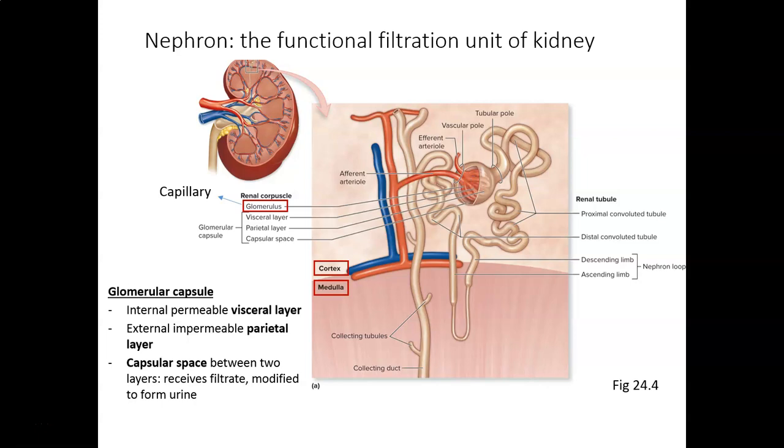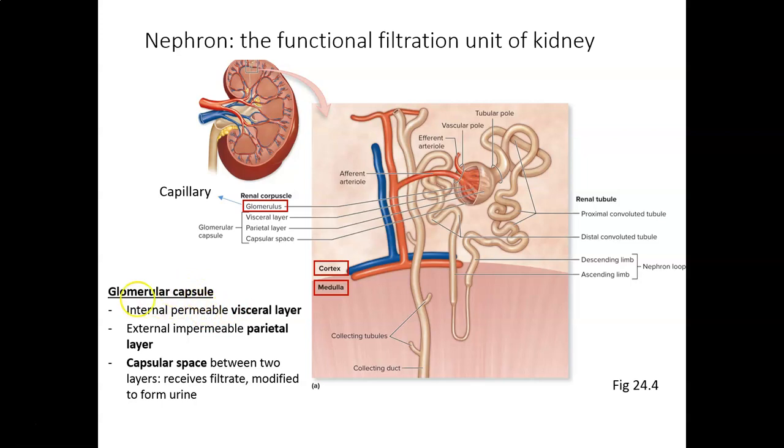So you have two layers of the glomerular capsule, the visceral layer and the parietal layer. The visceral layer, again, is the inside layer, the one that touches the glomerulus, and the parietal layer is the outermost layer. In between those layers you have a capsular space, and that's where all the filtrate is going to go. The visceral layer of the glomerular capsule is very permeable. So that's basically the filter.